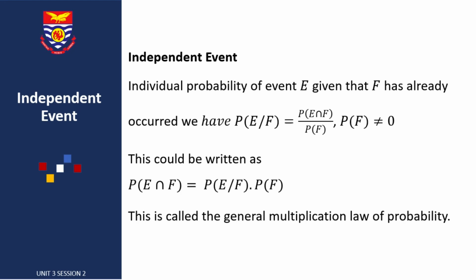So if you have the probability of event E, given that F has already occurred, as we learned from conditional probability, then we have the probability of E given F, and that is equal to the probability of E intersection F over the probability of F. It is always divided by the probability that was given, or that has already occurred, because that's what we know. And this probability should not be equal to 0. Now, by way of cross multiplication, we have the probability of E intersection F equal to the probability of E given F multiplied by the probability of F. We call this the general multiplication law of probability.